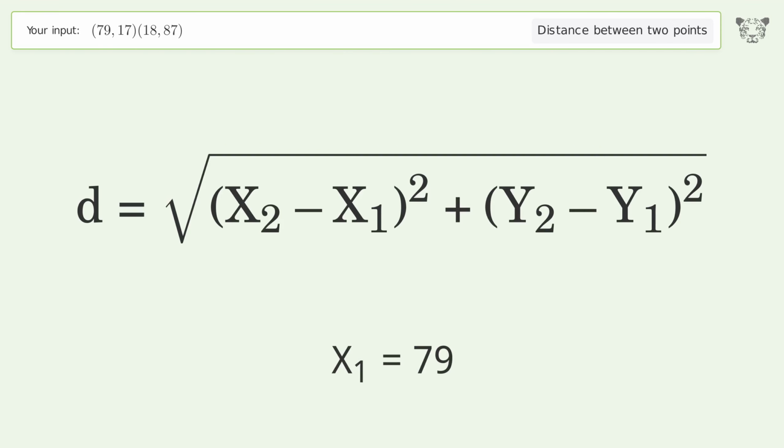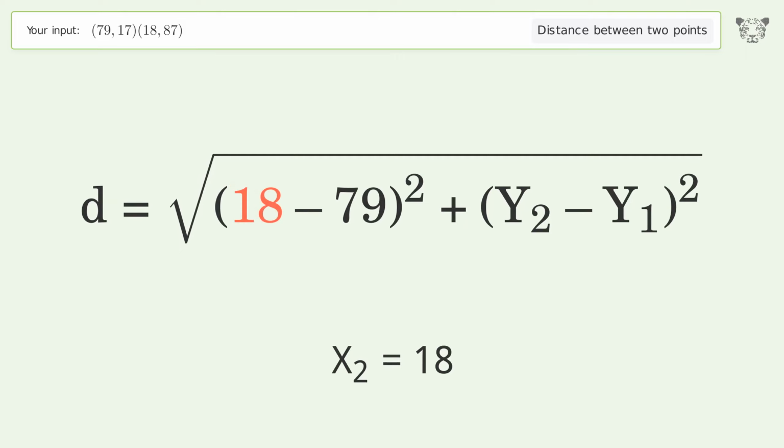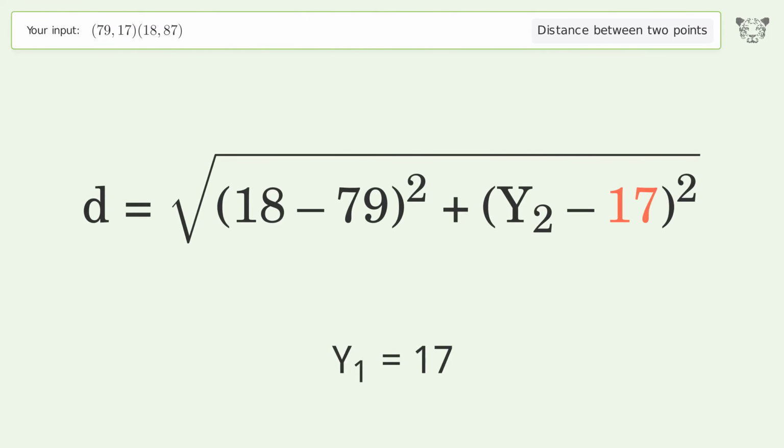x1 equals 79. x2 equals 18. y1 equals 17. y2 equals 87.